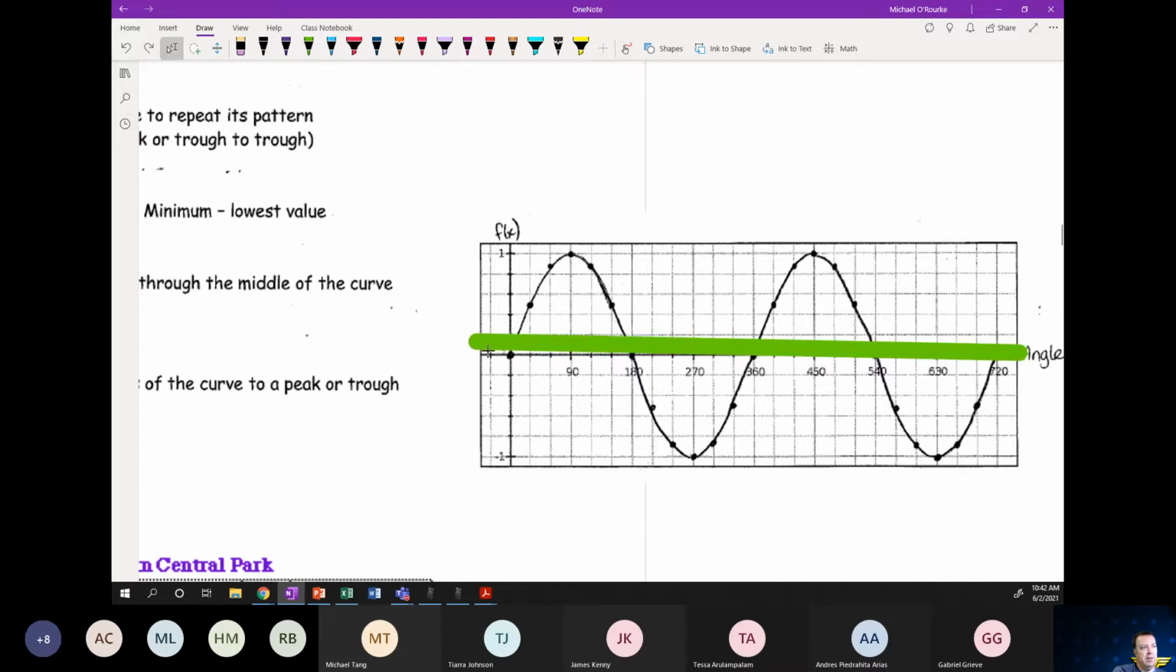Now I'm going to fix my line because that's a big boy. All right, let's make that a little bit smaller.